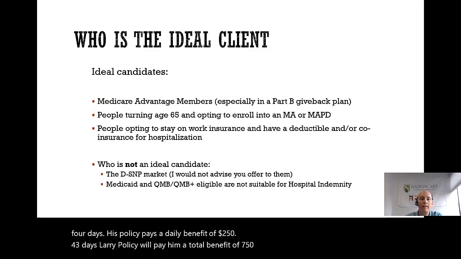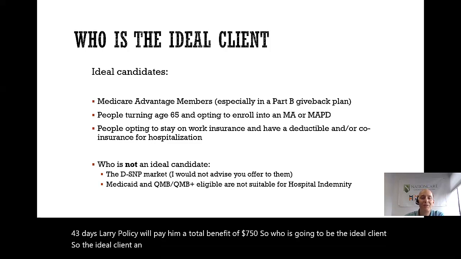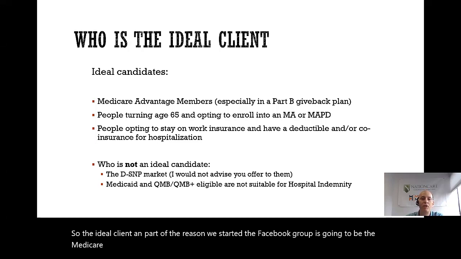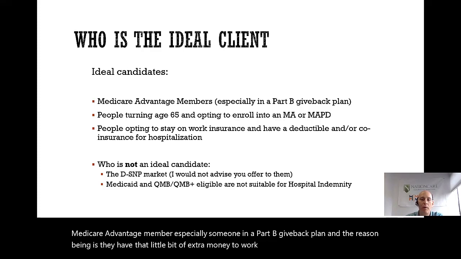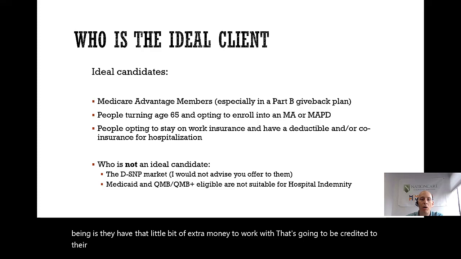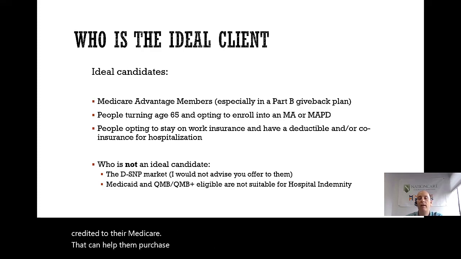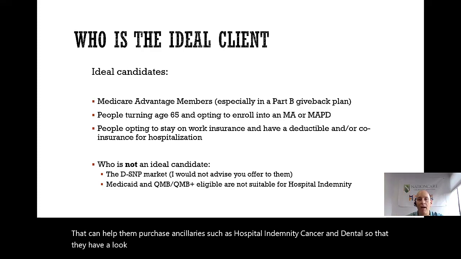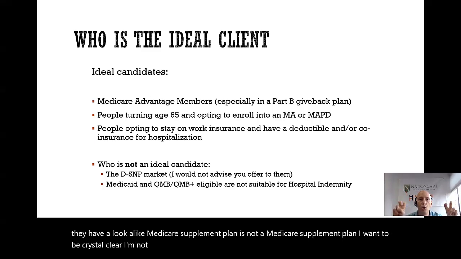So who is going to be the ideal client? The ideal client, and part of the reason we started the Facebook group, is going to be the Medicare Advantage member, especially someone in a Part B give back plan. The reason being is they have that little bit of extra money to work with that's going to be credited to their Medicare that can help them purchase ancillaries such as hospital indemnity, cancer, and dental, so that they have a look-alike Medicare supplement plan. It is not a Medicare supplement plan. I want to be crystal clear. I'm not insinuating that. I'm saying a look-alike Medicare supplement plan.